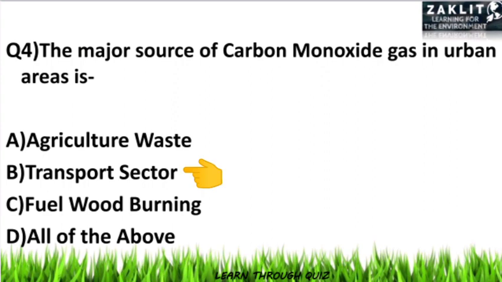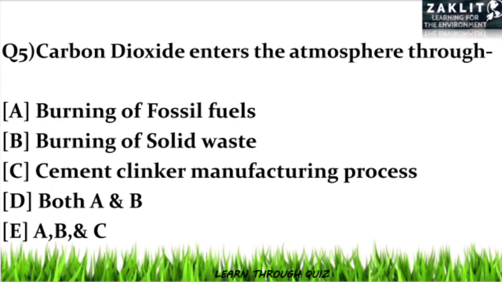Yes, all of the above will not be the option because agriculture is found in the rural areas and the question is asking about the urban areas. Let's move to the next question. The fifth question was, the carbon dioxide enters the atmosphere through which of the following processes? And here the correct option will be option number E. Yes, because the burning of fossil fuels is the major reason for the carbon dioxide release, as well as burning of solid waste. And one important fact is that the cement clinker manufacturing process also releases a huge amount of carbon dioxide in the atmosphere.